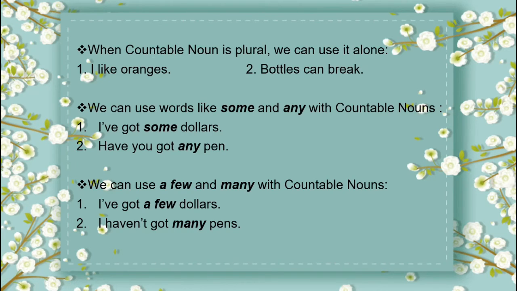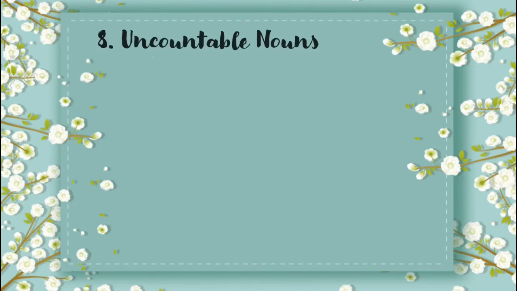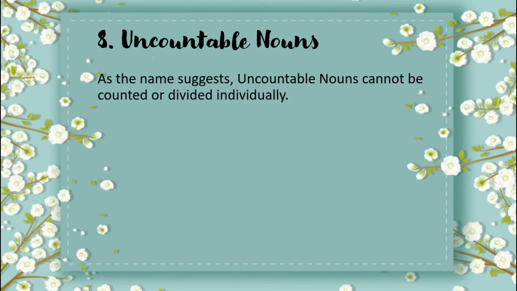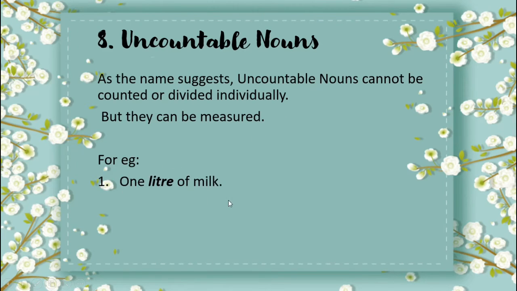Let's quickly move on to the eighth type of nouns, that is the uncountable nouns. As the name itself suggests, uncountable nouns cannot be counted or divided individually, but they can be measured. For example, 1 liter of milk or 1 kilogram of sugar. We cannot count milk and nor can we count sugar. That's why we use a measuring unit with them like liter or kilogram.